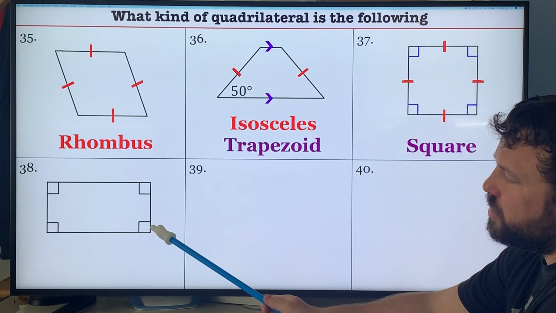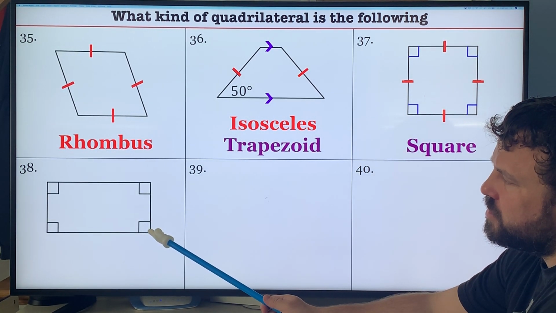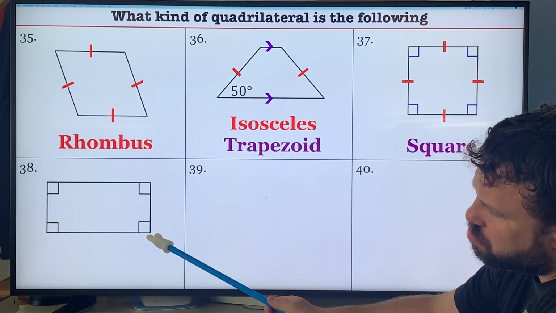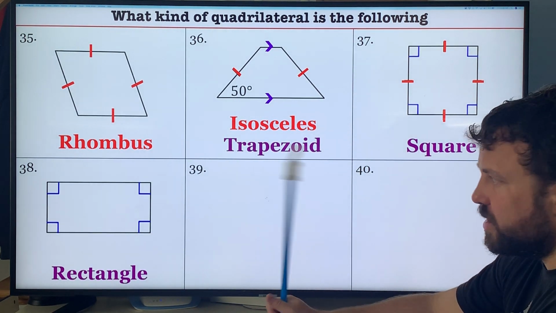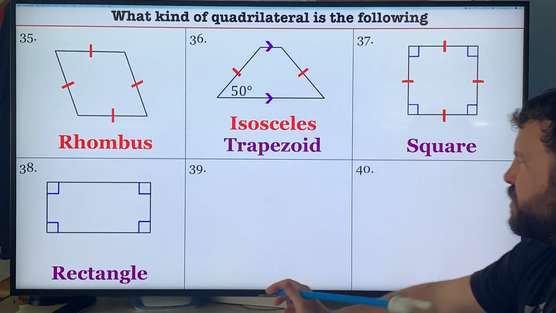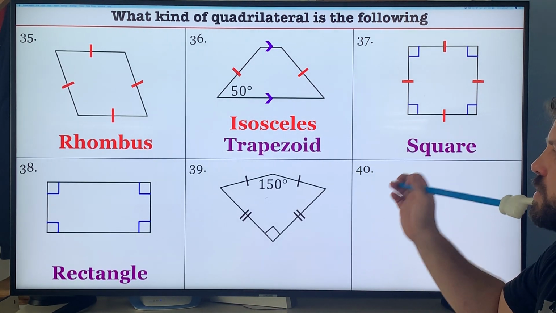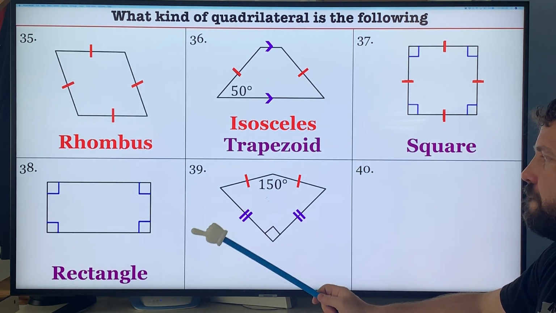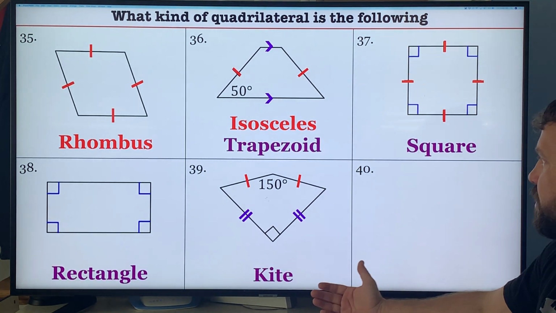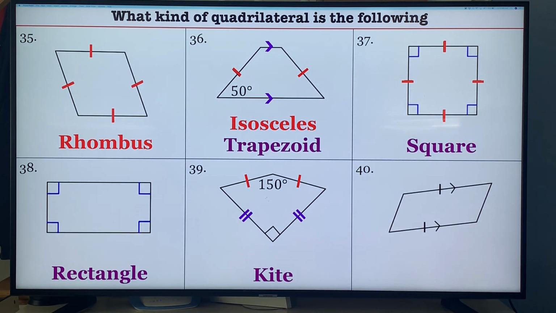Problem 38. What do you think that is? Got 4 right angles, right? It's a rectangle. Okay, because these are all right angles, it means the opposite sides are also equal. What's this one? Adjacent sides congruent. What do you think? Kite. And number 40, what do you think that is? One pair of parallel and congruent sides. You should remember that rule. That rule was the parallelogram.